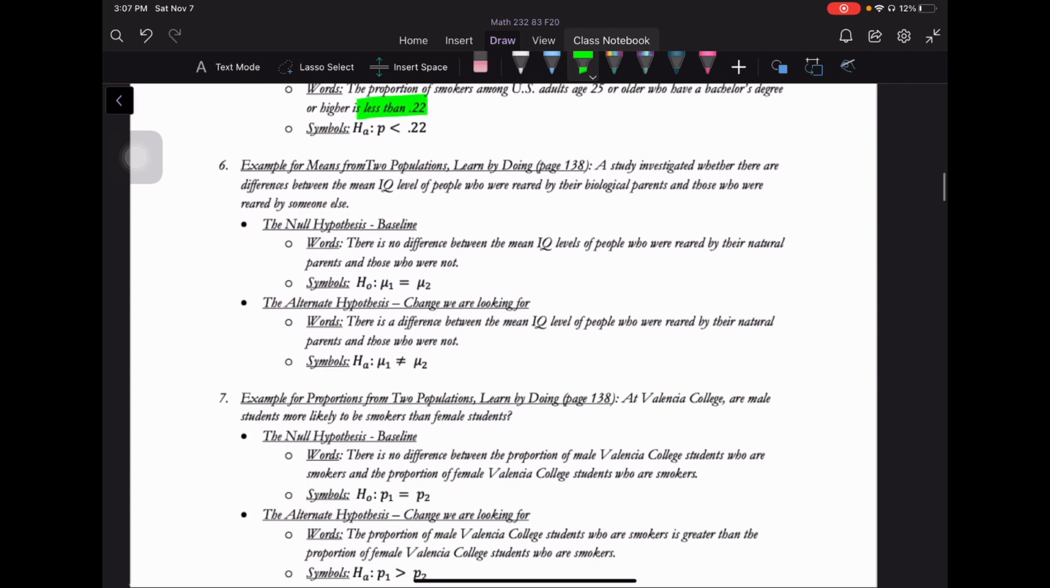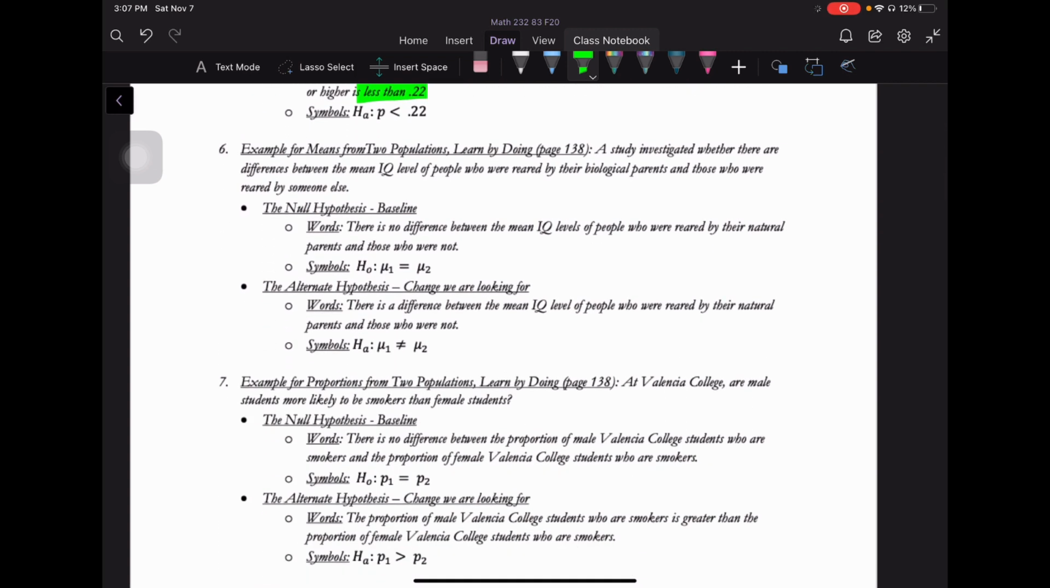For question 6, they're asking about the differences in mean IQ, which means we're going to be using mu instead of P, between somebody who was raised by their parents versus someone who was raised by somebody else. So parents and someone else, it's 2 different populations. And they wanted to know if there was a difference in IQ level. And remember, I said difference says not equal to. So one way we could write this is say that the null of the 2 populations is equal average, and the alternative is that the 2 population averages are not equal.